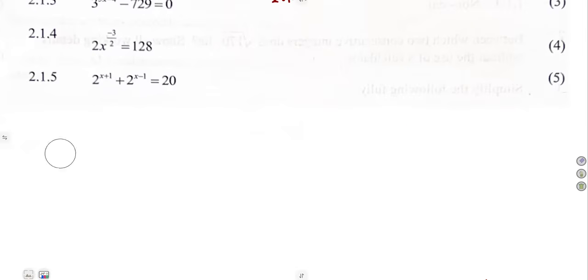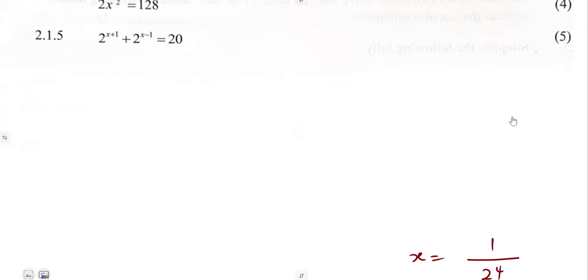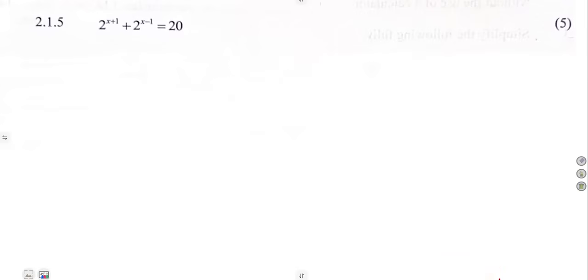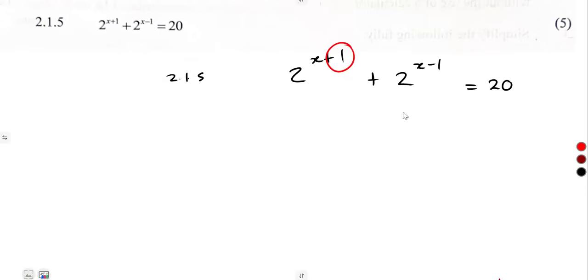Let us quickly check 2.15, which is a little bit, all right, a lot, because that's 5 marks compared to what we just had. That's 2.15. 2 to the exponent of x plus 1 plus 2 to the exponent of x minus 1 is equal to 20. All right, there we can play around with our laws. Remember, this simply means you have the same base of 2, which we can just multiply: 2 to the exponent of x times 2 to the exponent of 1 plus 2 to the exponent of x times 2 to the exponent of what?